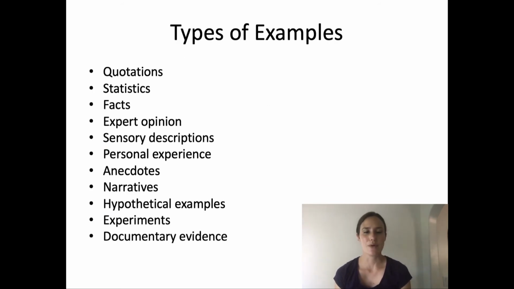Types of examples. There are several different types of examples, and again, it depends on the type of essay you're writing, the mode that you're writing in. But things like quotations from somebody who has witnessed something, from experts, from scholars, from politicians, depending upon the essay. Statistics, facts, expert opinion, sensory descriptions, evoking the 5 senses, personal experience.